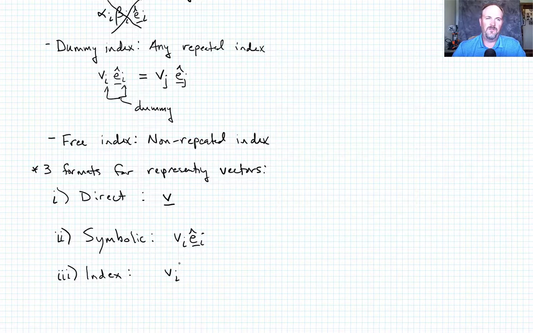The next lecture is going to focus on how this extends to second order and higher tensors, as well as a few brief overviews of some important tensor quantities that I want you to be aware of.